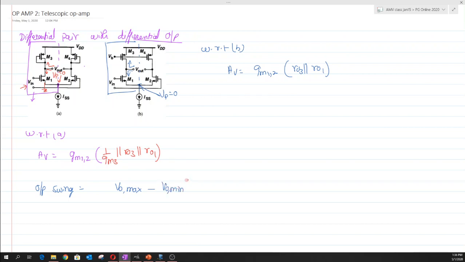It is composed of two parameters further, two different terms like VO max and VO minimum. So one has to compute these things in order to evaluate the total output swing out of the circuit. Before I try to complete this output swing formula, I just want to talk about the maximum swing and the minimum swing that I can have across the node V out.